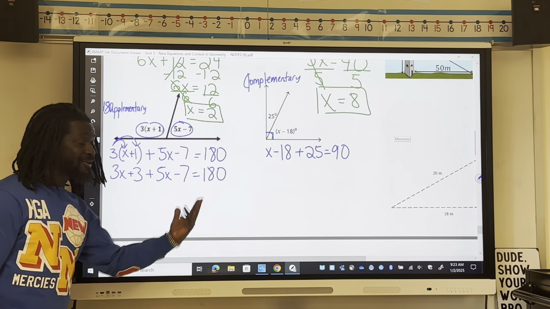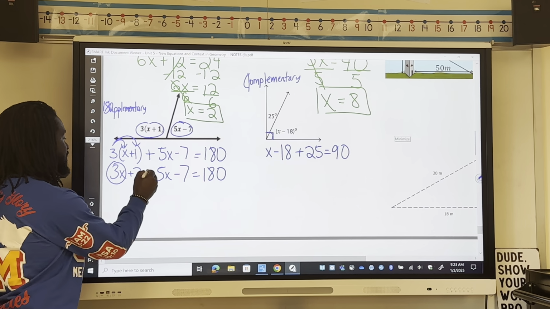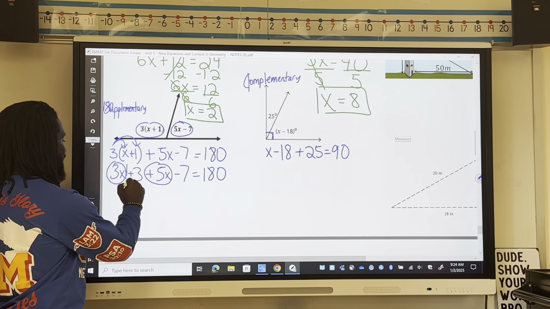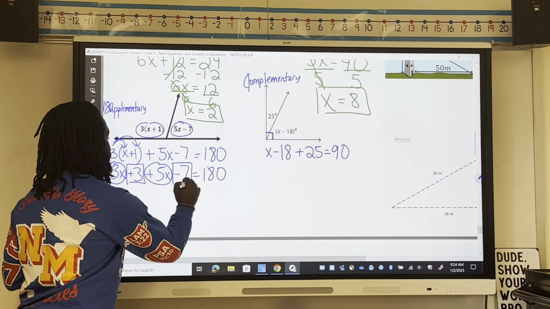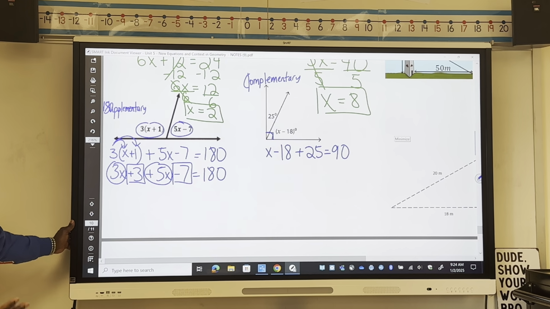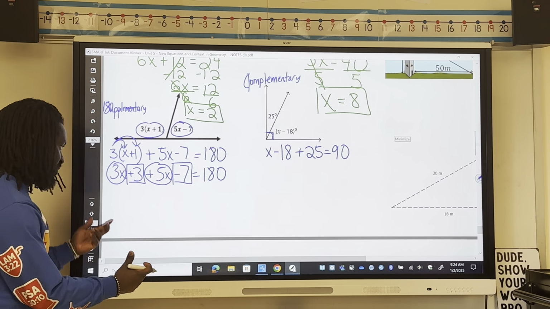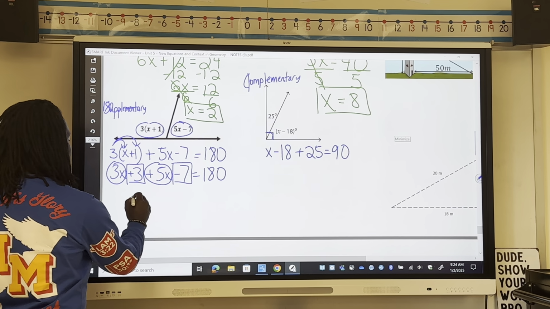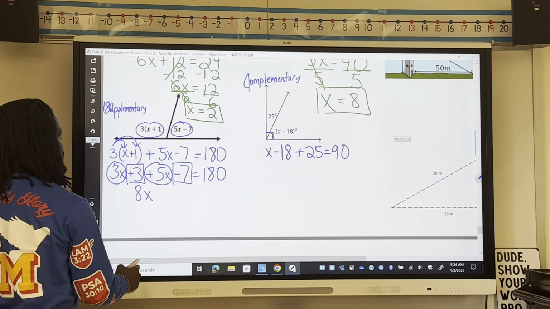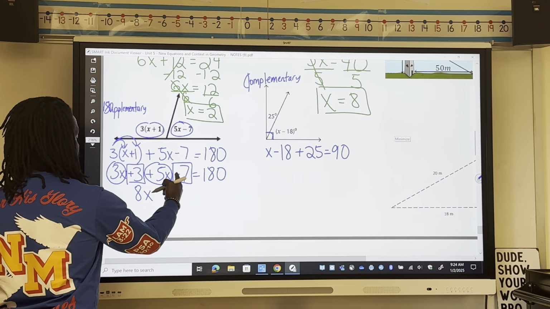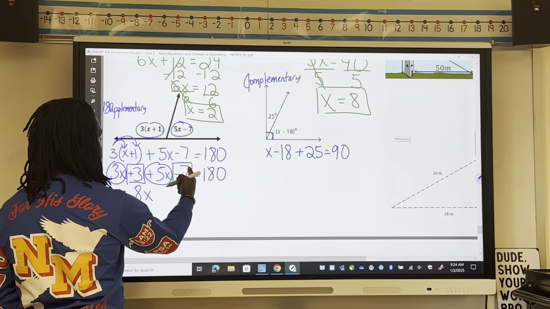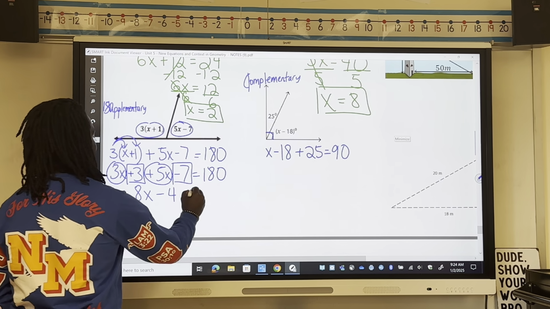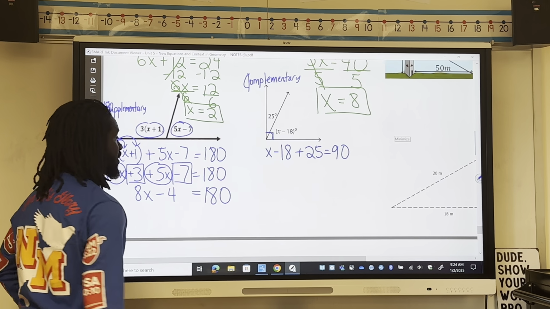And once I get here, now I have to combine the like terms, okay? The x's are alike. The plus 3 and the minus 7 are also alike because those are both constants and they don't have a variable. So I'm going to add these two. 3x plus 5x is going to give me 8x. And then positive 3 minus 7 is going to give me a negative 4. Okay. And then that equals 180.